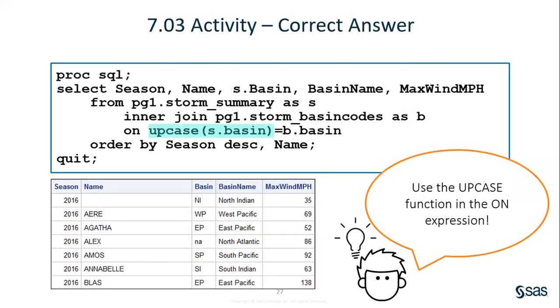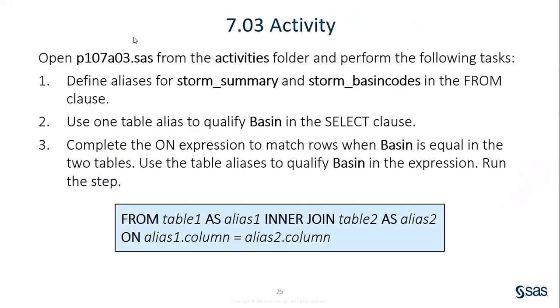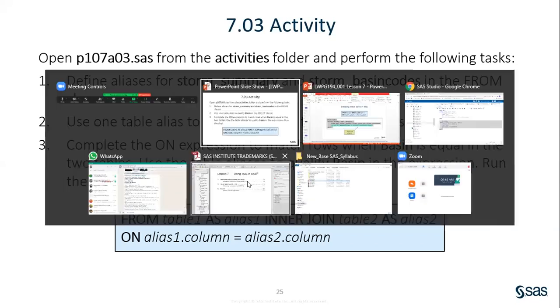That's it. Nothing much. But if you want, you can open this activity A03. Define aliases for storm summary and storm basin codes in your from clause. Use one table alias to qualify basin in the select clause. Complete the on expression to match rows where basin is equal in your two tables. Use the table alias to qualify basin in the expression. Run the step. So it's activity A03.